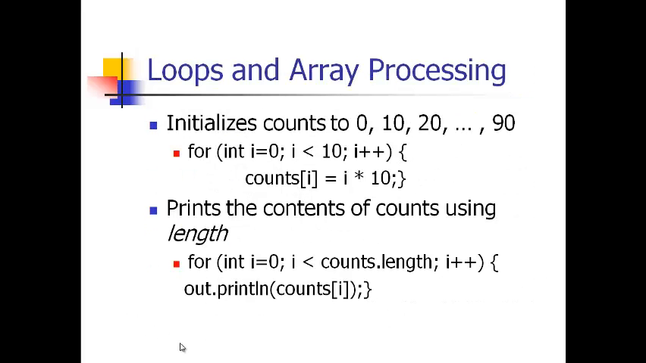Loops and array processing. Initializing count to 0, 10, 20, up to 90. For example, for int i equal to 0, i less than 10, i plus plus. In this, int i equal to 0 is the initialization, i less than 10 is the testing condition, and i plus plus is the increment operator. Open the bracket, counts of i equal to i star 10. Close the bracket. Print the contents of counts using the length. For example, for int i equal to 0, i less than count dot length, i plus plus, open the bracket, out dot println counts of i.